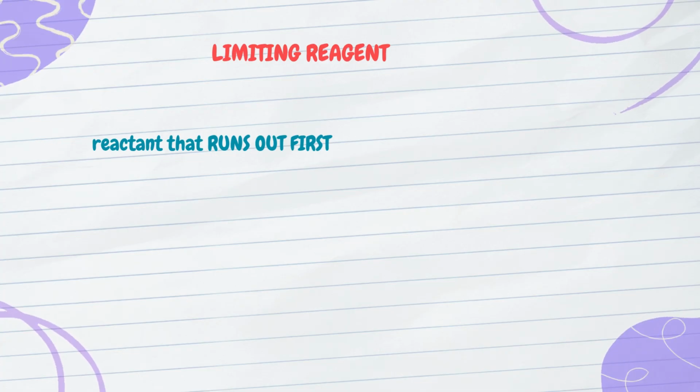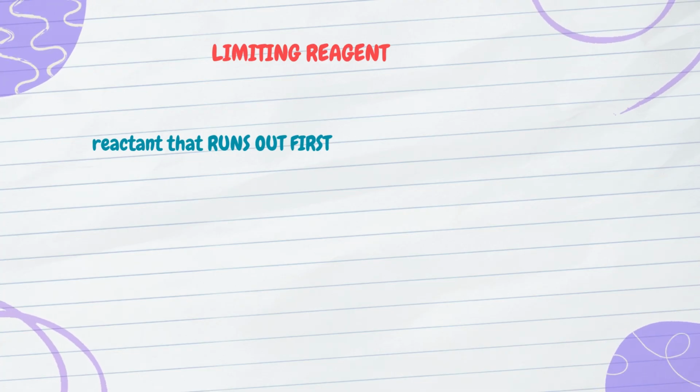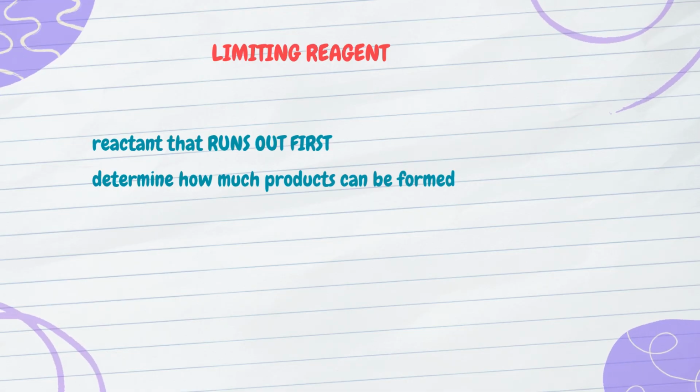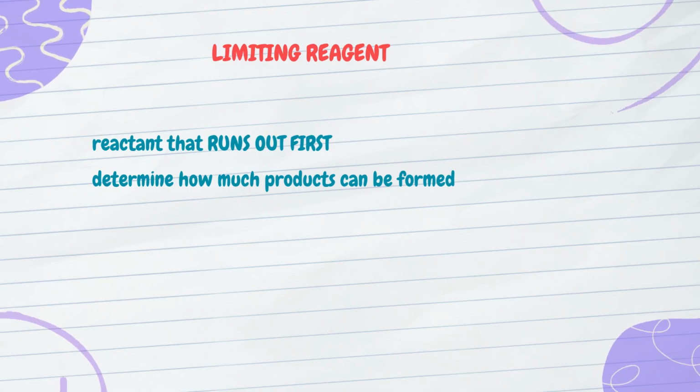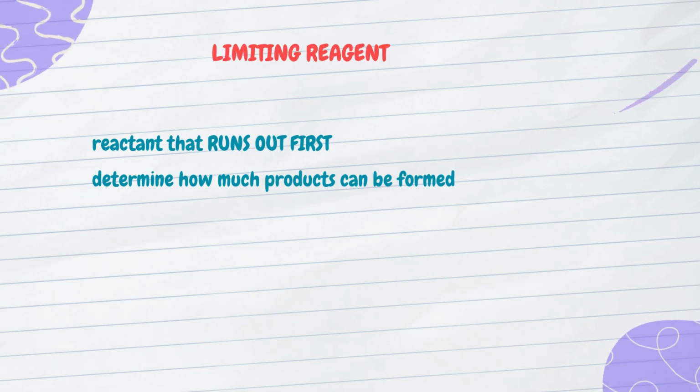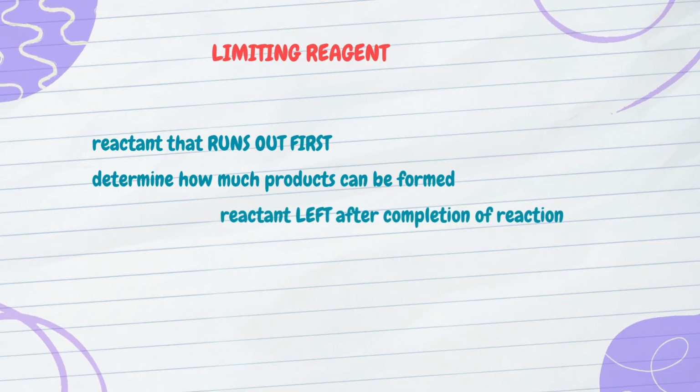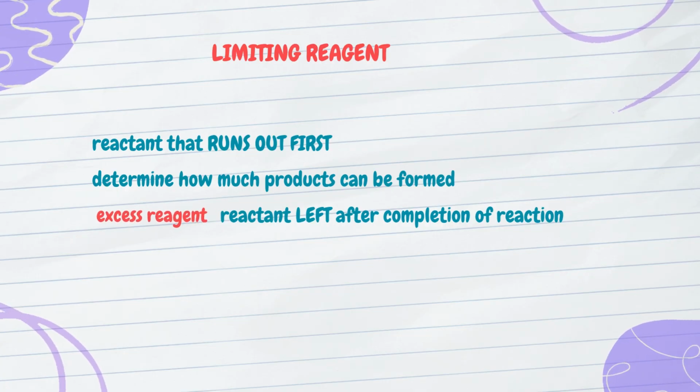Why is it important to find the limiting reagent? A limiting reagent determines how much product can be formed. When the limiting reagent runs out, the chemical reaction stops. The reactant that is left after the completion of a reaction is called the excess reagent.